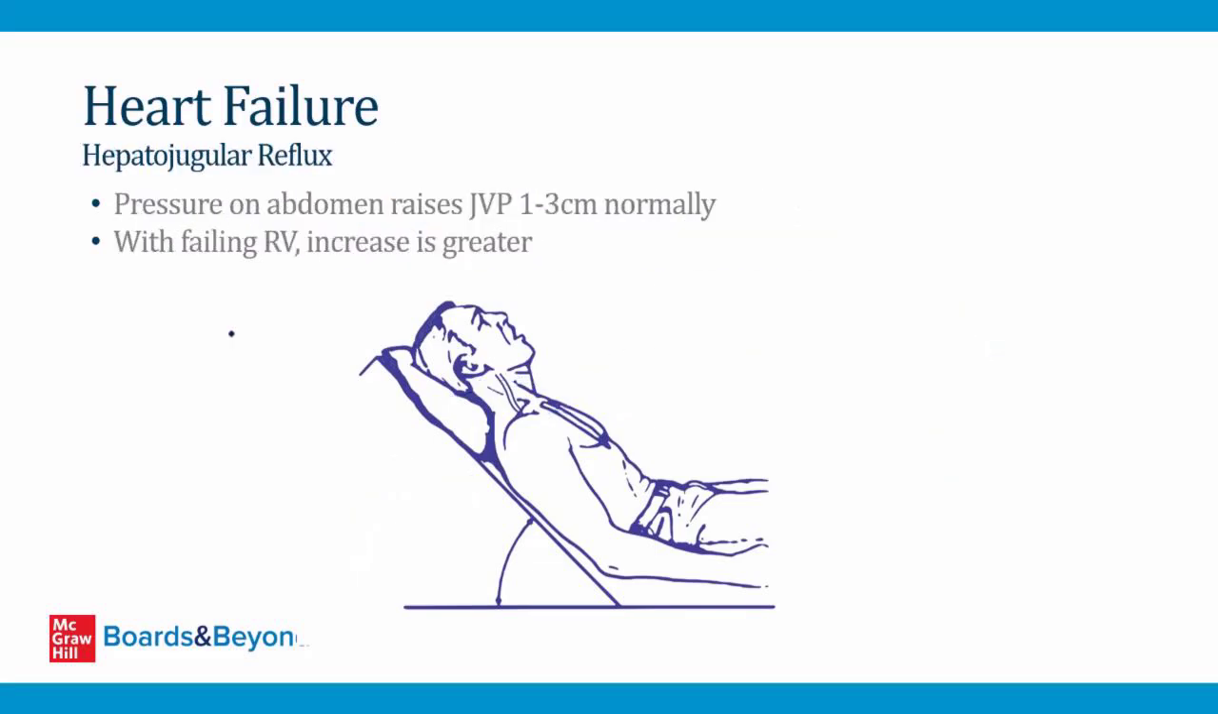Another finding on physical exam that indicates high pressure in the venous system is the presence of hepatojugular reflux. The way you identify hepatojugular reflux on physical exam is you position the patient like this, just like we talked about on the last slide, and then you press on the abdomen with your hands, usually just below the liver. This will cause that double bounce in the neck to rise a few centimeters. Normally, it should only rise about 1 to 3 centimeters, but if patients have failure of the right heart and high venous pressures, then the rise will be greater than 1 to 3 centimeters.